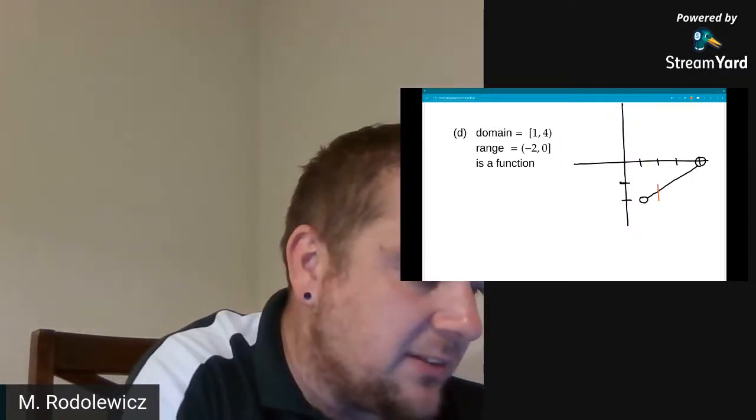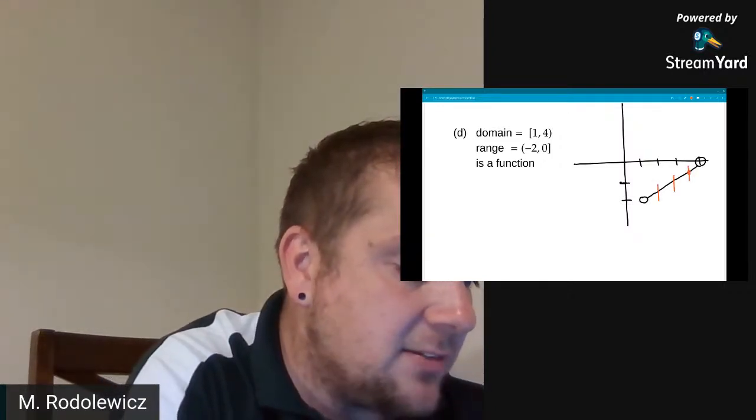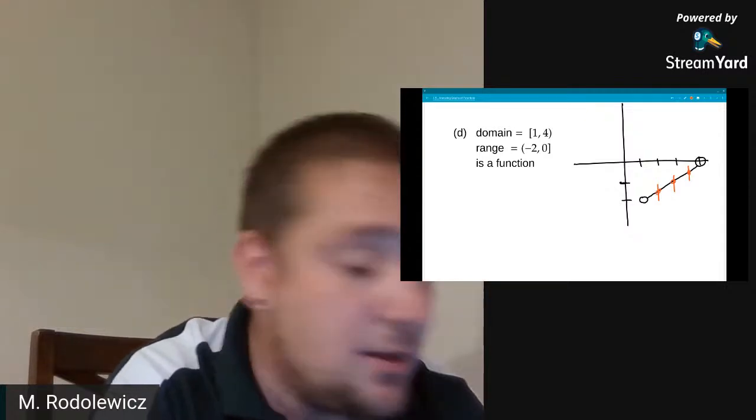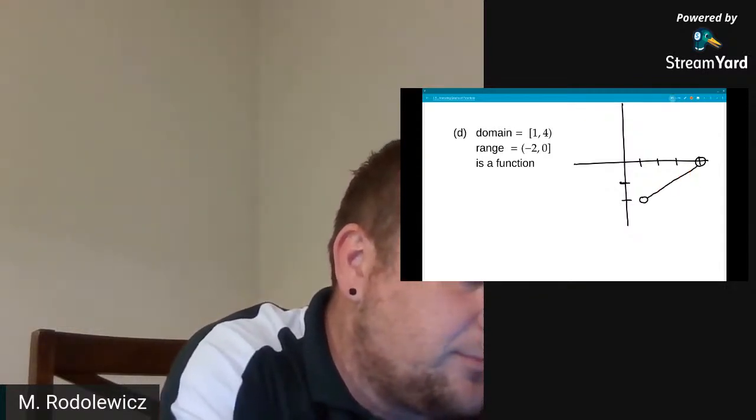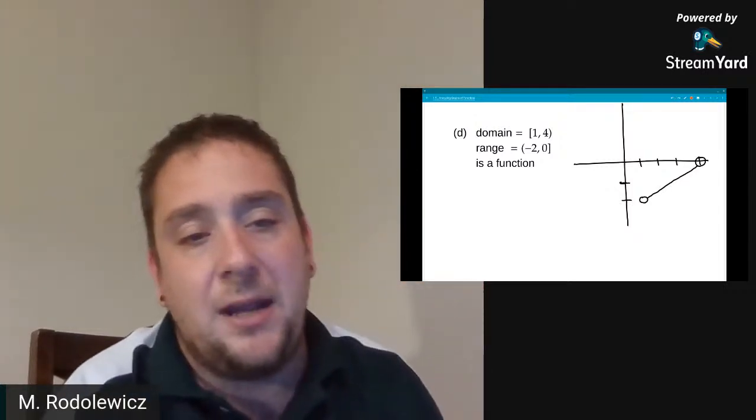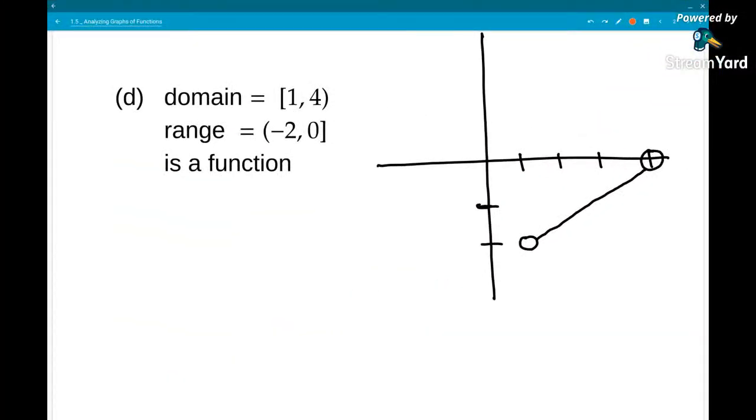And I'll just end this by saying this is a function because it passes the vertical line test at every point along its graph. All right, so that's domain and range from a graph.